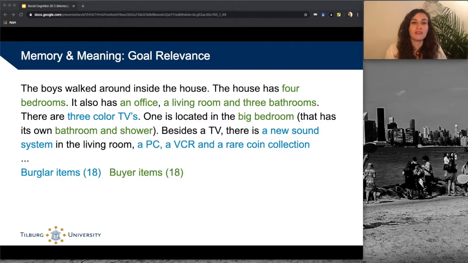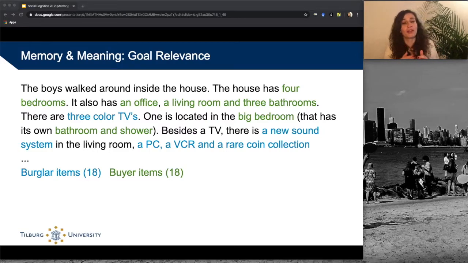The boys walked around inside the house. The house has 4 bedrooms. That would be important for the buyer. It also has an office, a living room, and 3 bedrooms. Again, important for the buyer. There are 3 color TVs. That would be important for the burglar. One is located in the big bedroom, important for the buyer. That has its own bathroom and shower, again, important for the buyer. Besides that TV, there is a new sound system, for the burglar. In the living room, a PC, burglar, a VCR, oh, this is an old study, and a rare coin collection.